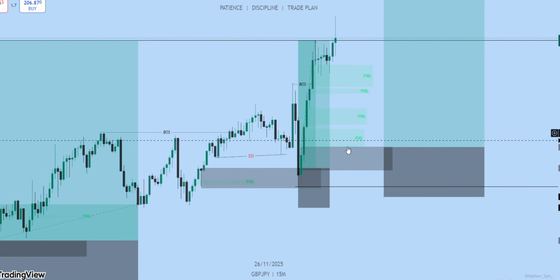So right now, this is the next demand zone I'm waiting for price to reach. Now you see there is no liquidity. Price has not formed liquidity. The only thing we have here is just a fair value gap, or imbalances, right? That's the only thing we have here.